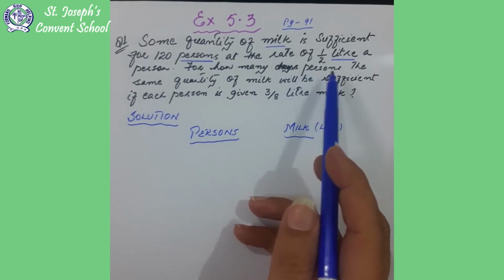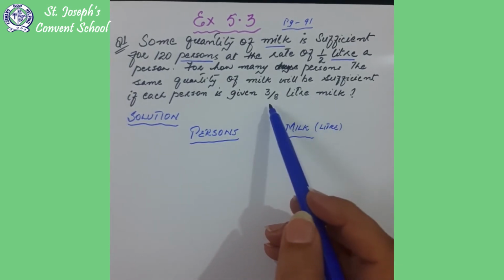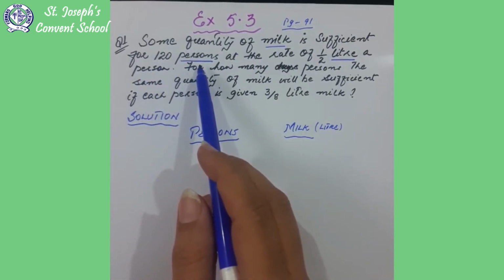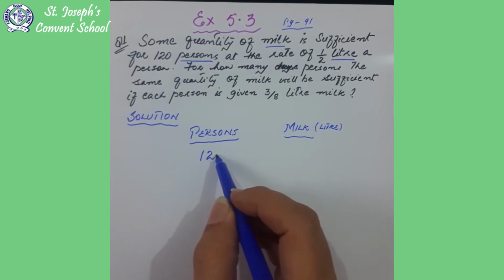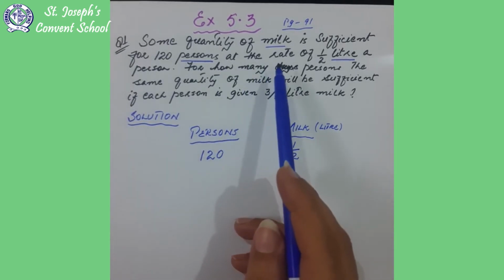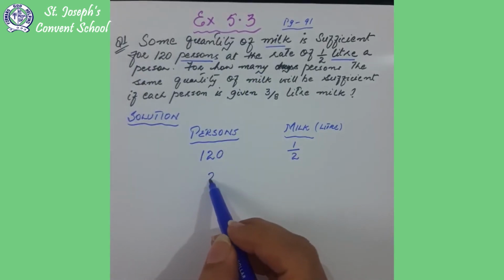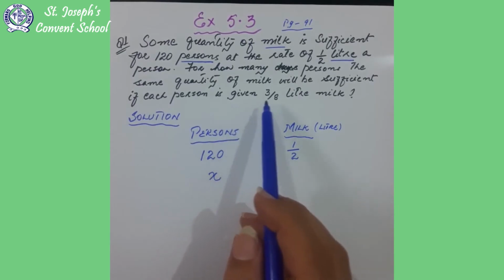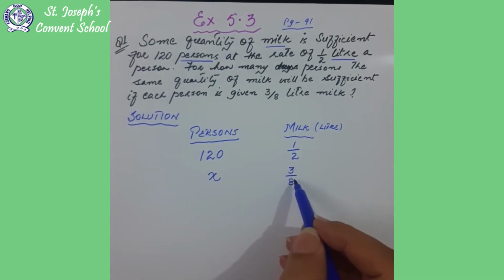For how many persons the same quantity of milk will be sufficient if each person is given 3 by 8 liter milk? Okay, this is 3 by 8 liter milk is given. Now let's write it. Some quantity of milk is sufficient for 120 persons at the rate of 1 upon 2 liter a person. So for 120 person, rate of milk is 1 upon 2 liter. Okay, for how many persons? How many means X. For how many persons the same quantity of milk will be sufficient if each person is given 3 by 8 liter milk? Okay, so we will write 3 by 8. This milk is given, this quantity of milk.